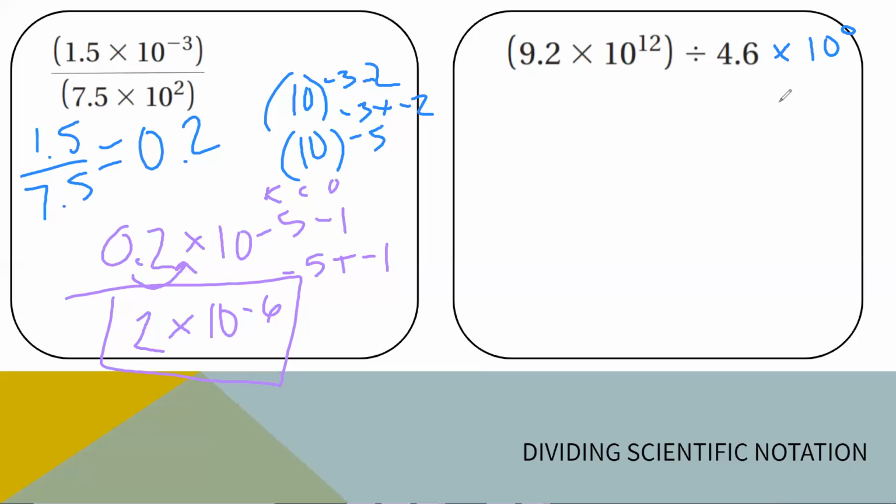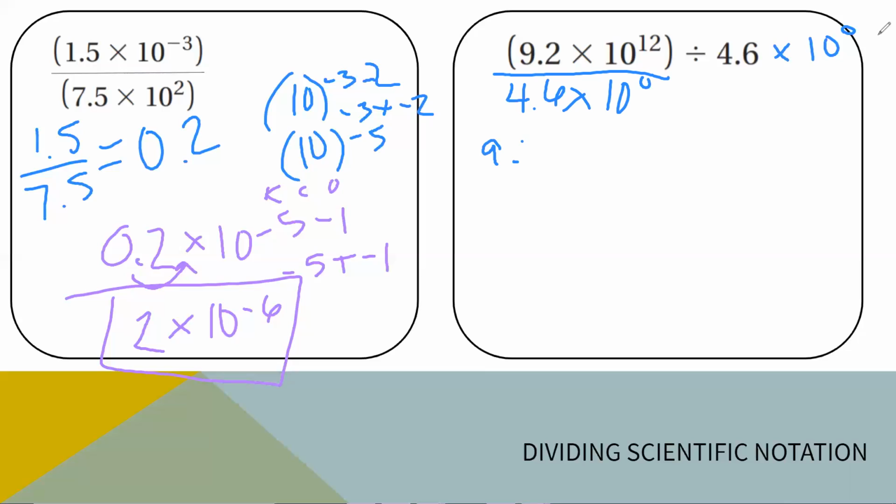So I told you before that it's a lot easier to group things up when they're written over top of each other. So what I'm going to do now is do that. So on the denominator, I'm going to be writing 4.6 times 10 to the 0th power. Now I've got my factor on the left and my powers on the right.